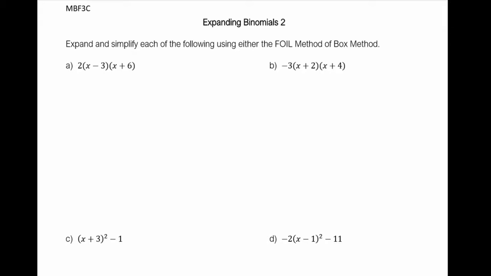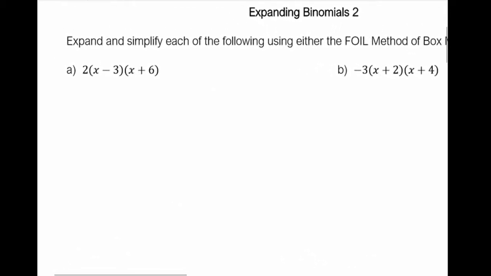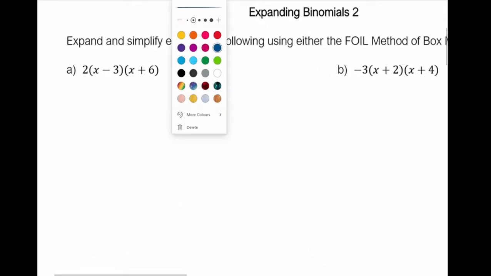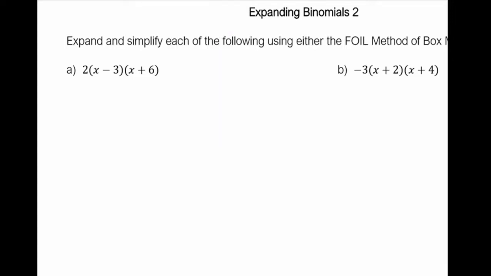You can choose to use either the FOIL method or the box method. I'm going to do one in each. But again, if you have a preference, by all means, you are more than welcome to do them all the same way. So the first one I'm going to do as FOIL method. However, before I can even use FOIL method, I have to distribute or multiply this 2 through.